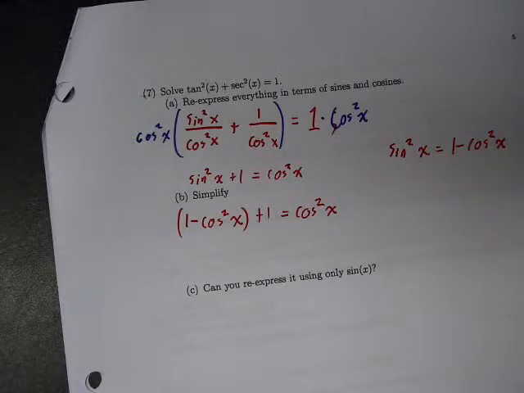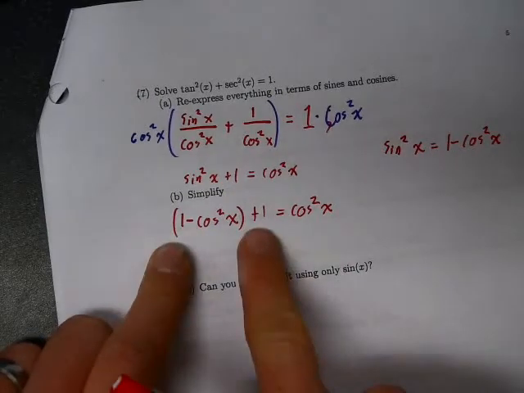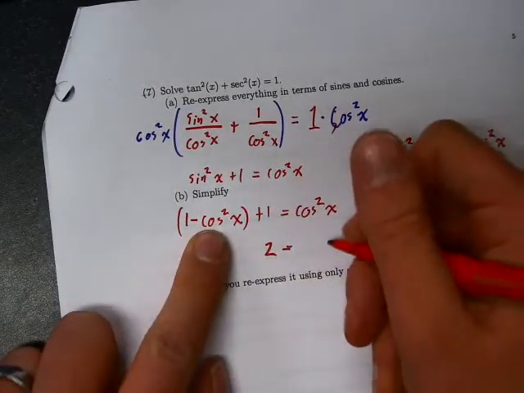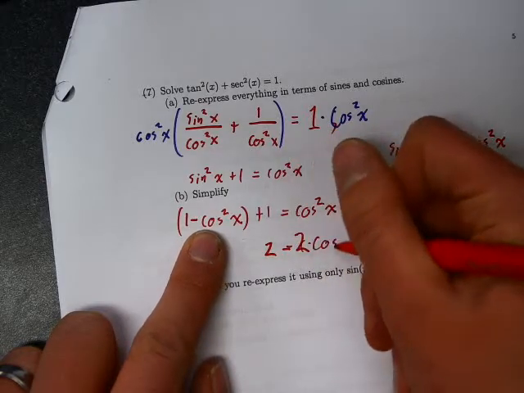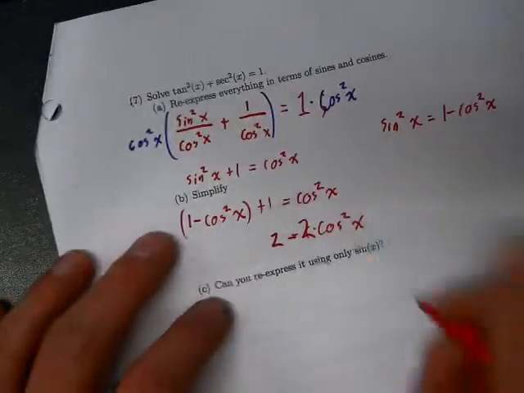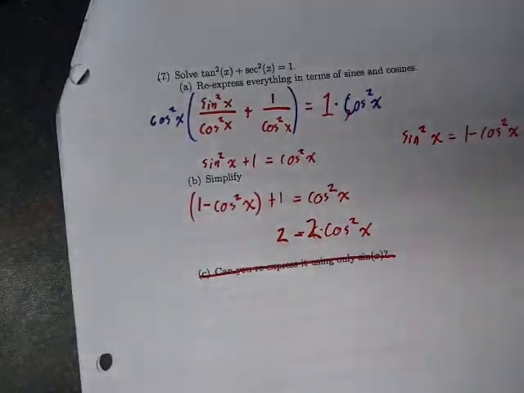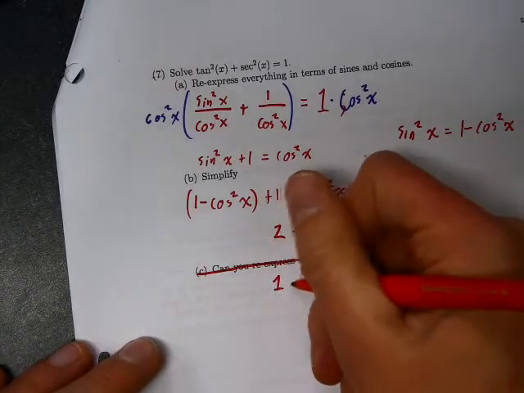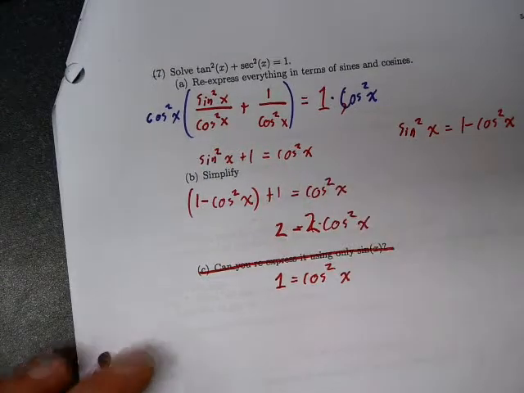So I guess 1 plus 1 is 2, and add cosine squared to both sides. 1 plus 1 gives me 2. Add cosine squared to both sides. Very good. So, tell me, what is cosine? Equals cosine squared of x. Good. So what's cosine equal to?